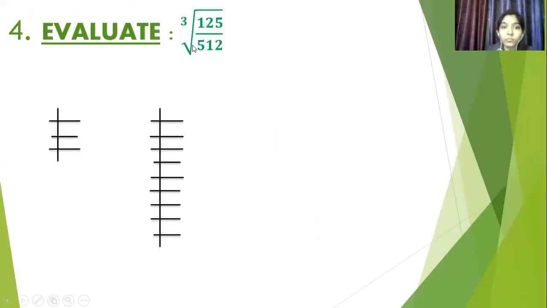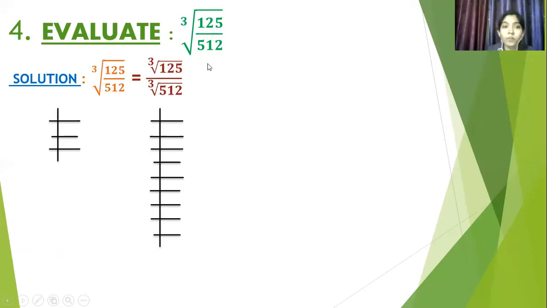Evaluate cube root of 125 divided by 512. Again, what does this symbol represent? Cube root. Very good. So how can we find this? Again, this is in division, so we can separate it as numerator cube root of 125 upon cube root of 512. Is it clear? Yes, ma'am.